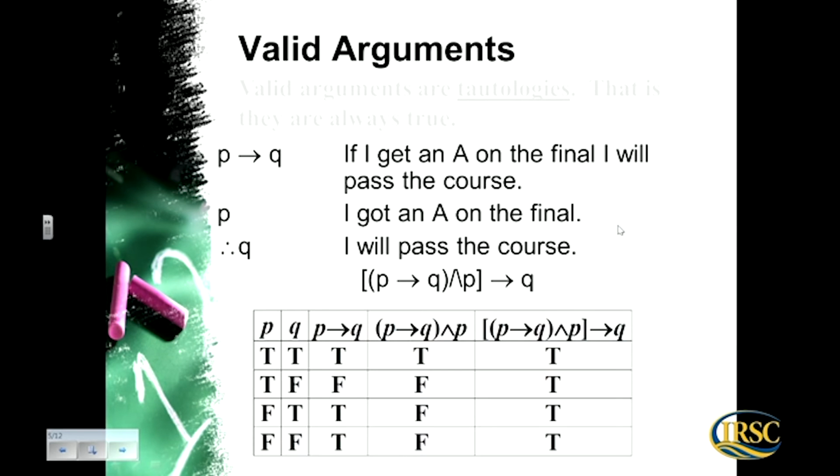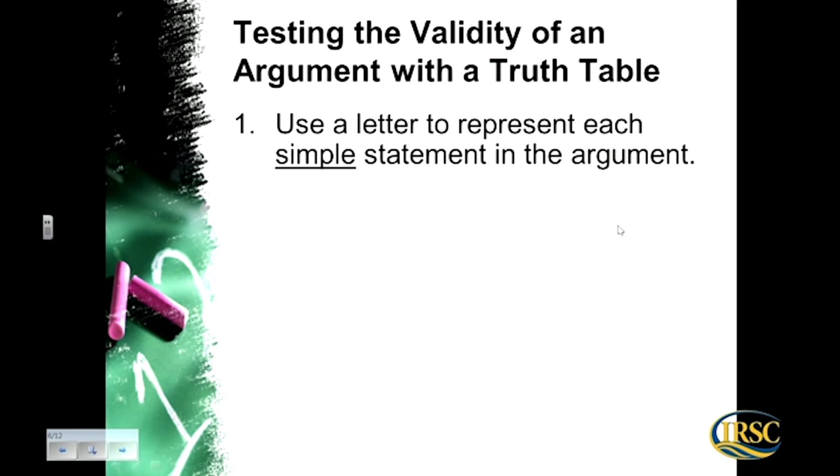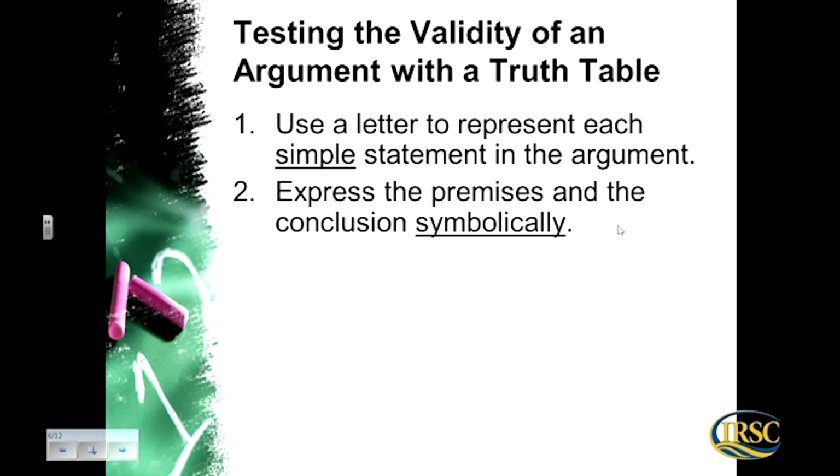Okay, so let's summarize what we did to make this happen. The first thing we did was we used a letter to represent each simple statement in the argument. We had P and Q. The second thing we did was we expressed the premises and the conclusion symbolically. These 2 things were actually already done for you. So the second part is that arithmetic-looking symbol problem.